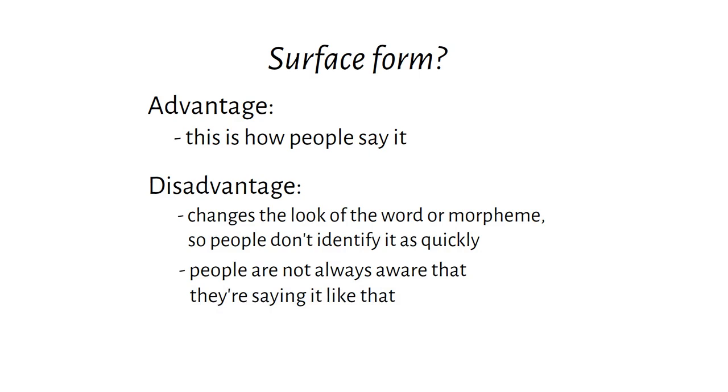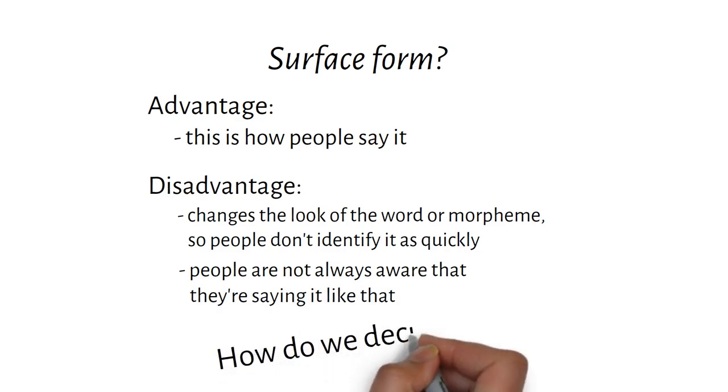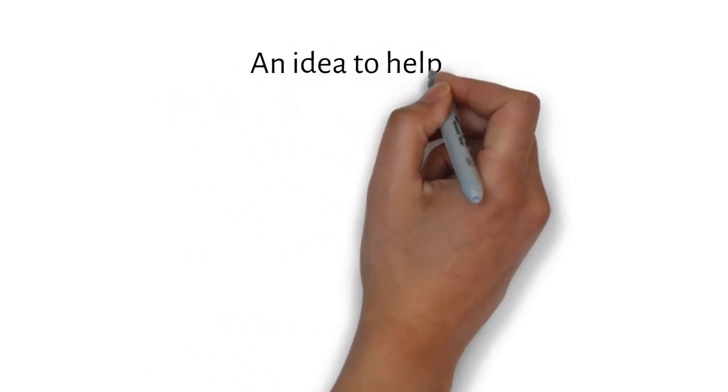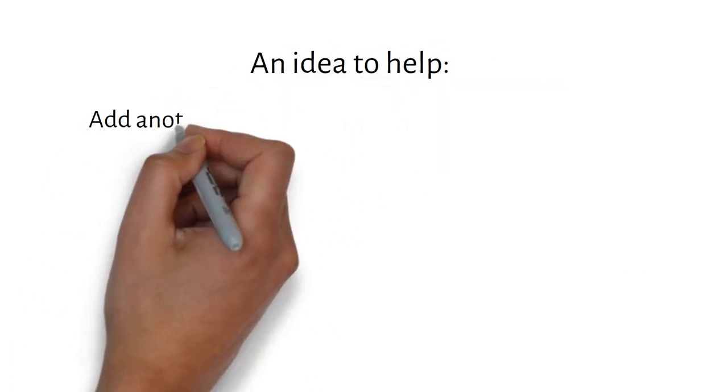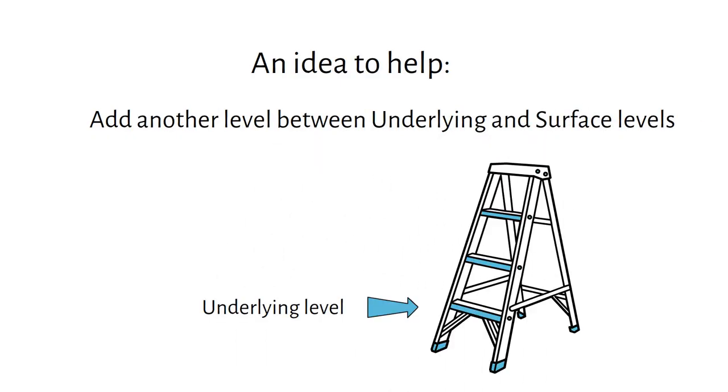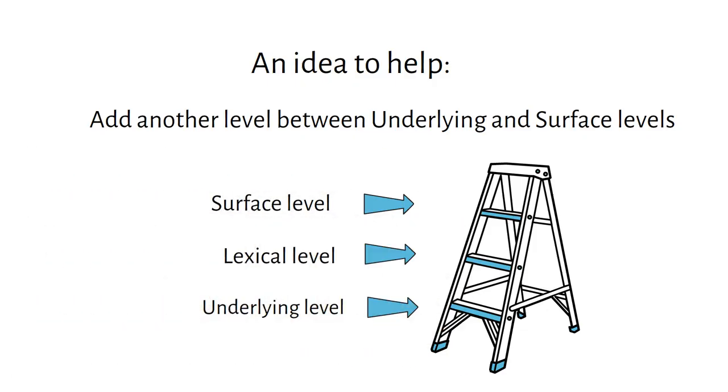Well, all of these sound important. How do we decide? Let's add another idea that will help. We add one more level between the underlying level and the surface level. We call this the lexical level.